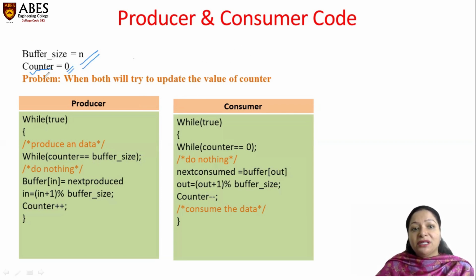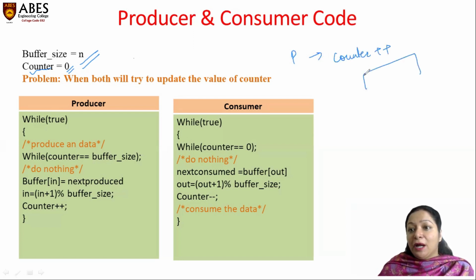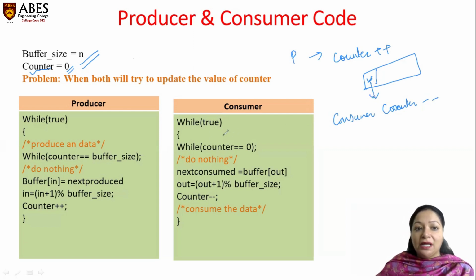The producer uses this counter value to increment it by 1 whenever the producer produces an item, right? So the producer will increment the counter value by 1 whenever it produces one item in the buffer, whereas the consumer will decrement the value of counter by 1 whenever the consumer consumes one item from the buffer.